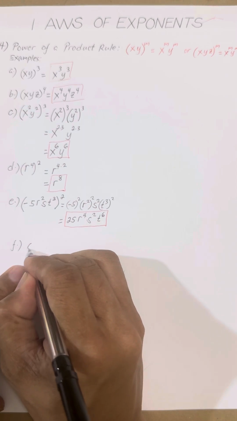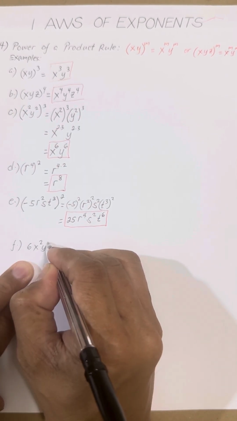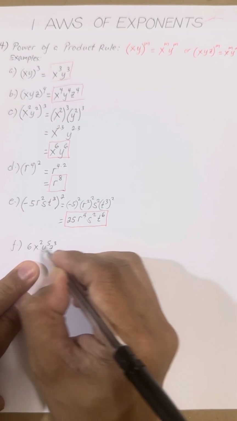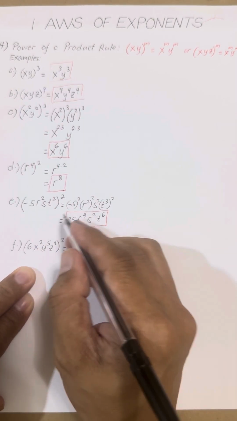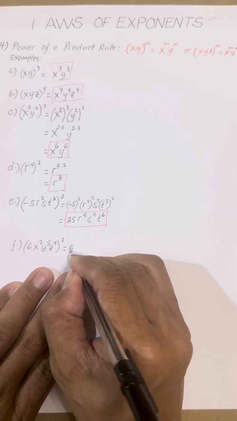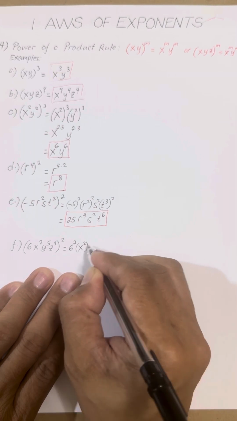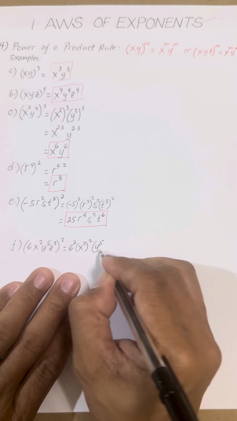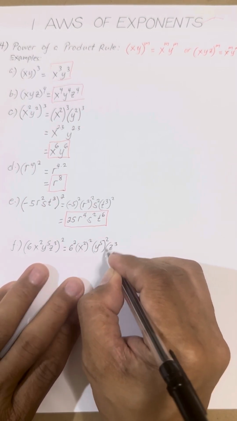If you have 6 times x squared times y to the 5th power times z cubed, raised to the power 2, so this is just the same as what we have above. Just distribute the power. We have 6 to the power 2, then x squared raised to the power 2, then y to the 5th power raised to the power 2, then z cubed raised to the power 2.